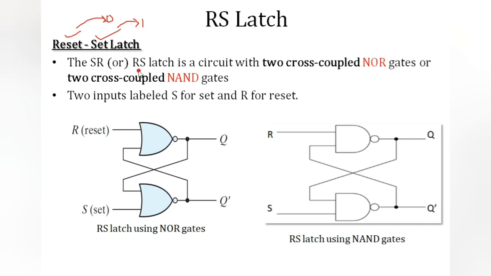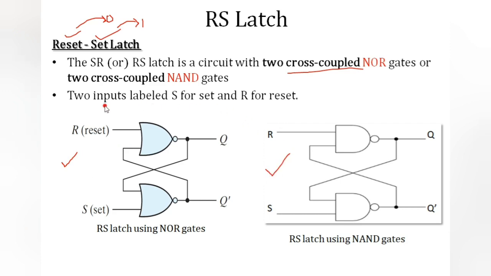And next, RS or SR, both are the same. An RS latch is a circuit having two cross-coupled NOR gates or two cross-coupled NAND gates. Observe, cross-coupled. The output is given as input to this one, and this output is given as input to the first one. So this is called cross-coupling. Two cross-coupled NOR gates, two cross-coupled NAND gates. So this is one way of representing the RS latch. This is the second way of representing the RS latch.